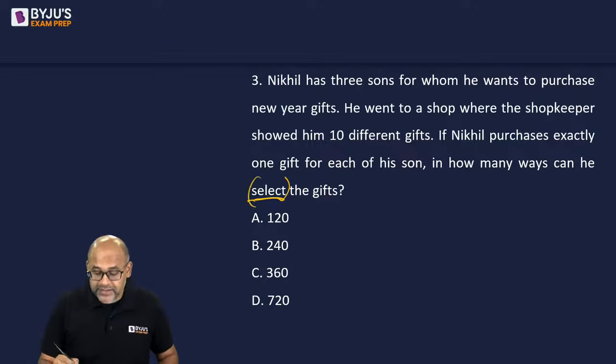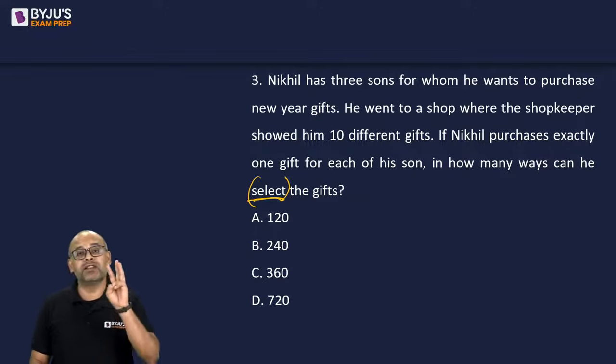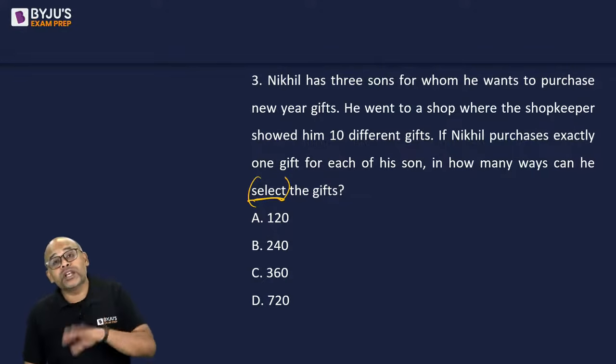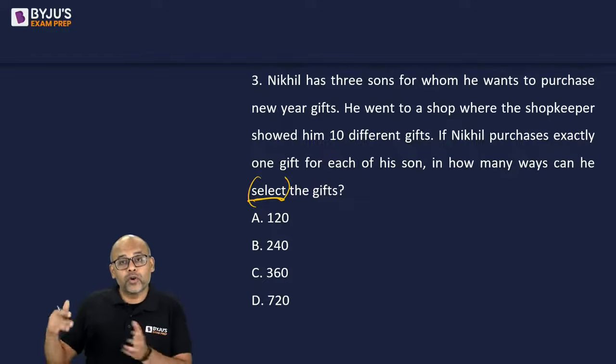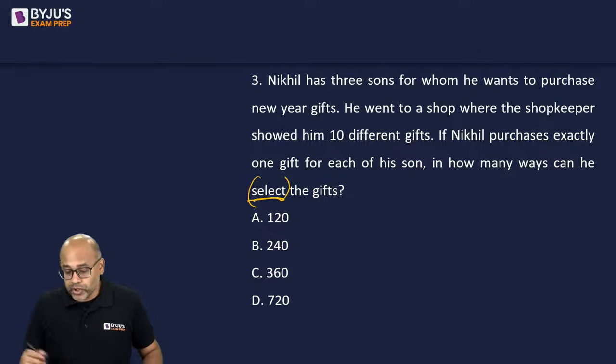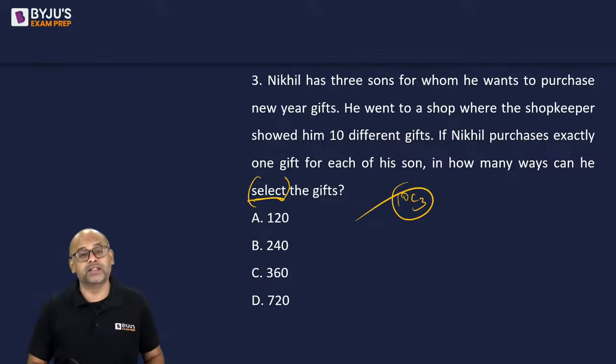Be careful about the word select the gift. So basically you're selecting 3 gifts out of 10. Who is getting what doesn't matter for us. Right now in the shop we are just picking 3. After going home we'll decide who will get what. So 10C3 is your answer.